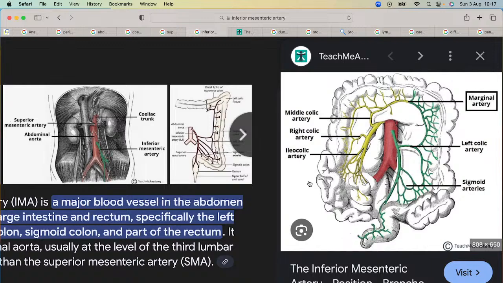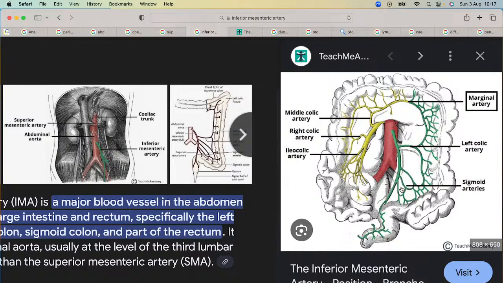Right, so what we're seeing here is the inferior mesenteric artery, and you can see that the left colic artery is supplying the distal third of the transverse colon and the descending colon. And from the inferior mesenteric, we also have the sigmoid arteries. Now the number of branches that go to the sigmoid colon can vary from body to body, but usually it's between 3 to 5 branches that supply the sigmoid colon.